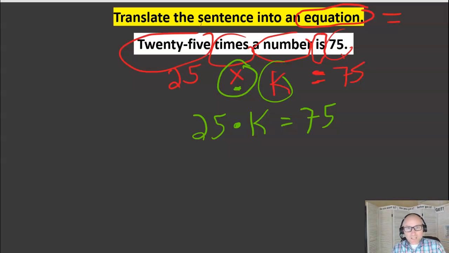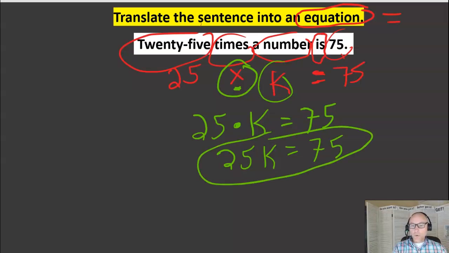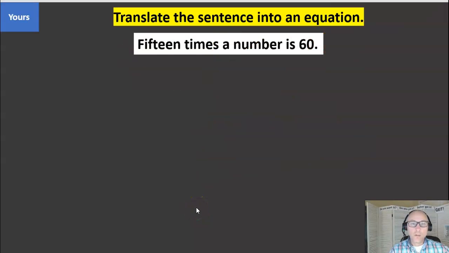So even in algebra, sometimes we can just take away the dot because the default operation is multiply, so poof, make it all disappear. Well, just the dot anyway. Let's keep the numbers and the letters and the equal sign and so forth, because that is important. That equal sign is very important. So we're going to say 25K equals 75. That's it. You are D-O-N-E with that one. Let's move on. Your turn.